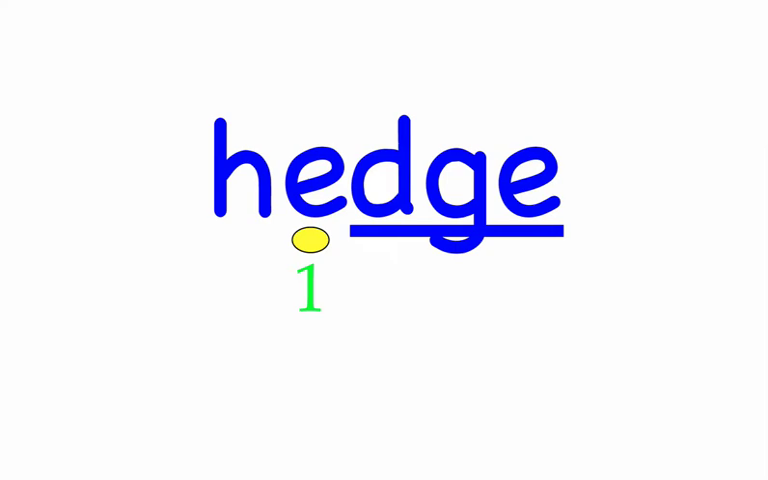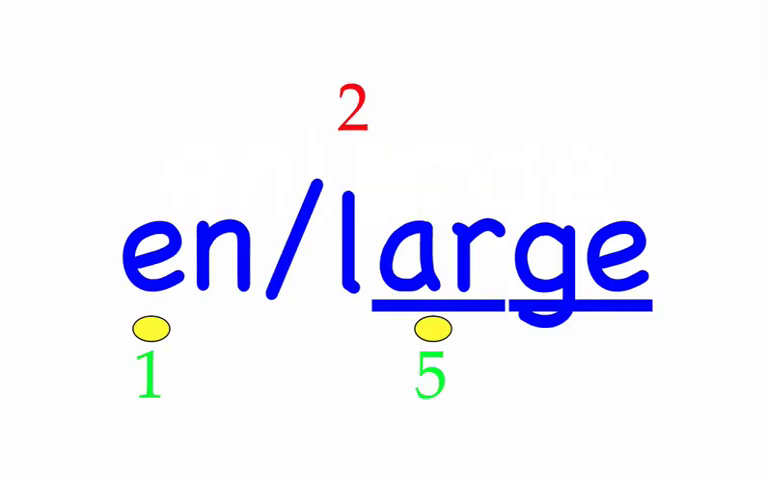Row 3, enlarge. Enlarge. Could you enlarge that picture? Enlarge. N, 2 sounds. N. Large, 3 sounds. L, R, j. Enlarge. Mark the word.